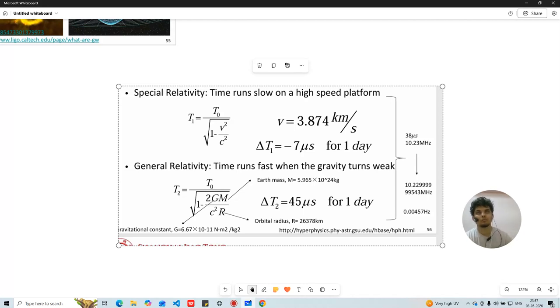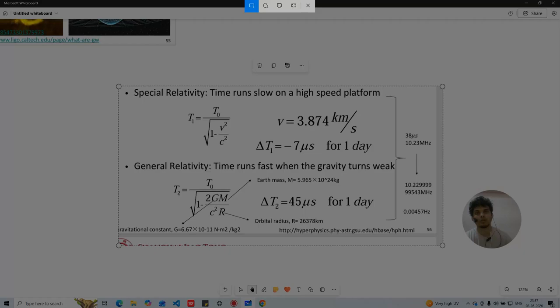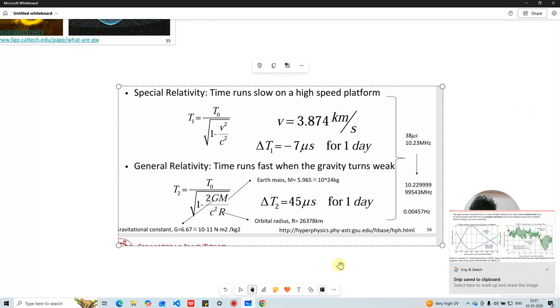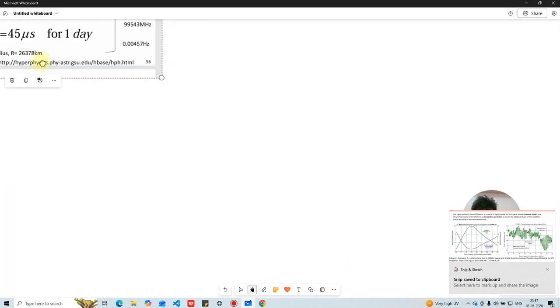Periodic relativistic effect, Earth rotation corrections, Sagnac effect. I am just pasting this last article because it's already very late, guys, and I'm done. Just this is the Sagnac effect.